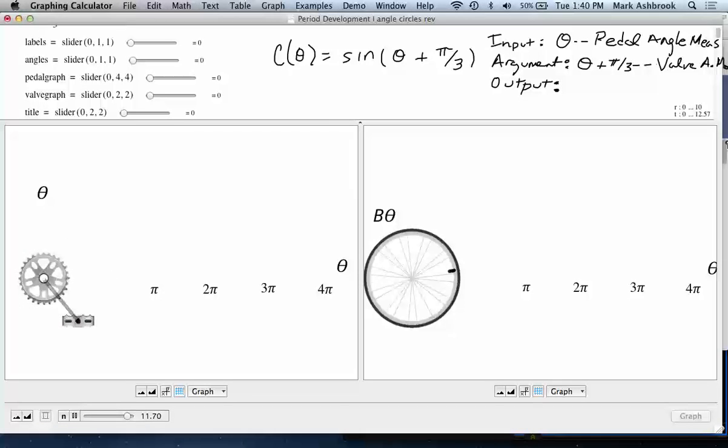Okay, what about the output? Hamid? Sine theta? That's it? Sine of theta plus pi over 3. It's the whole thing, right? So when you have a function, the whole rule is the output. The whole rule is the output. And what quantity is that in this scenario with the bikes?